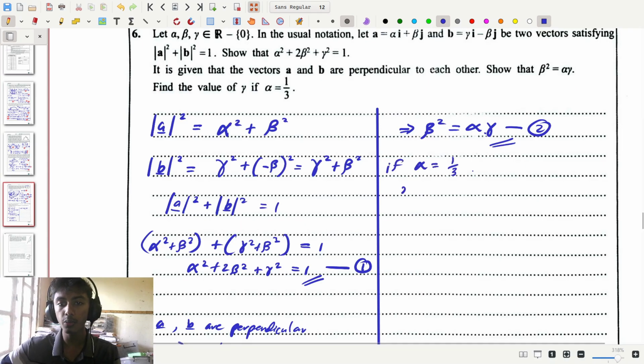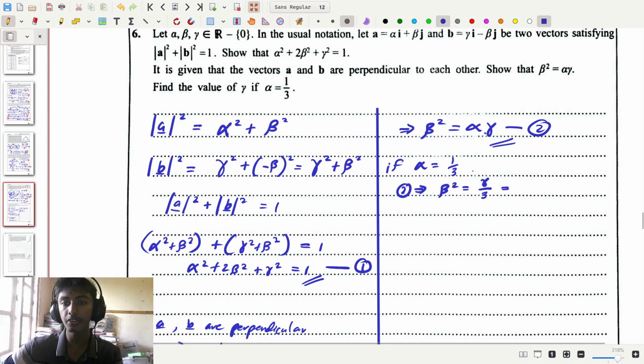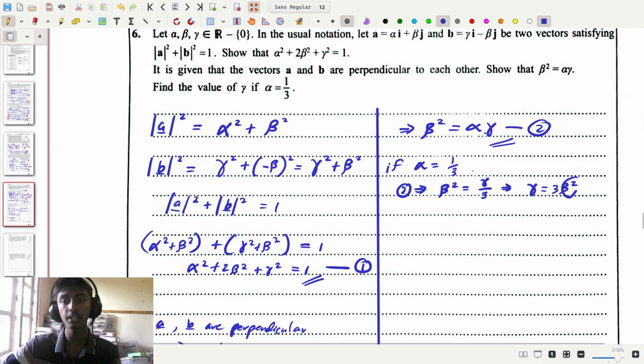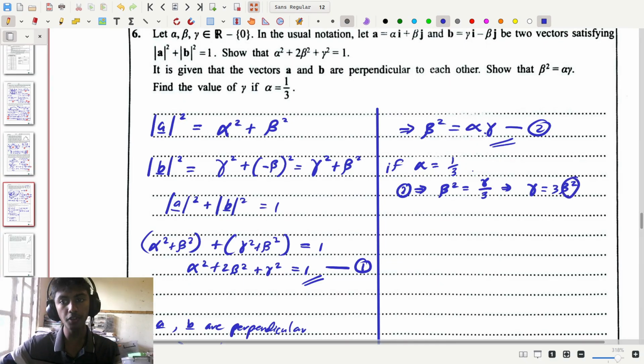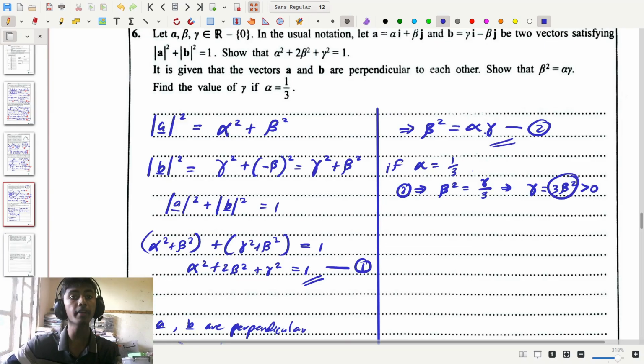If alpha equals 1/3, from equation 2 we can directly see that beta squared is going to be equal to gamma divided by 3, which we can rearrange to get that gamma is equal to 3 beta squared. I'm going to call this equation number 3. Additionally, since beta is an element of the real numbers, beta squared is going to be a positive number, multiplied by 3 is still a positive number, so gamma is going to be greater than 0, and 3 beta squared is also greater than 0. We will be using this later.